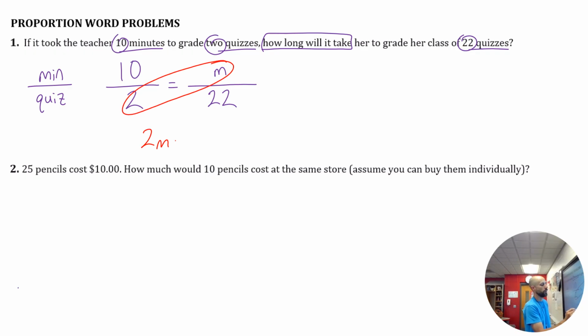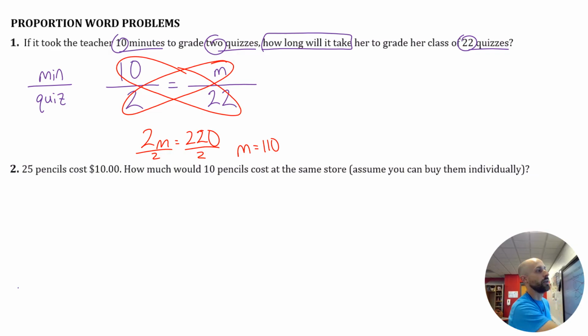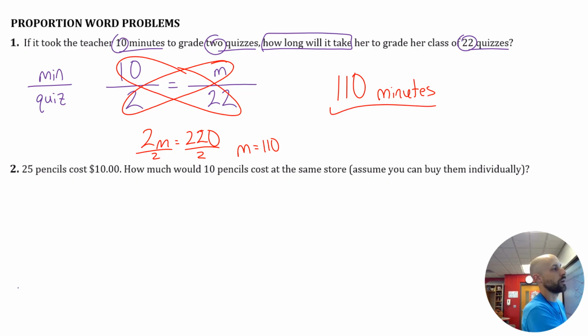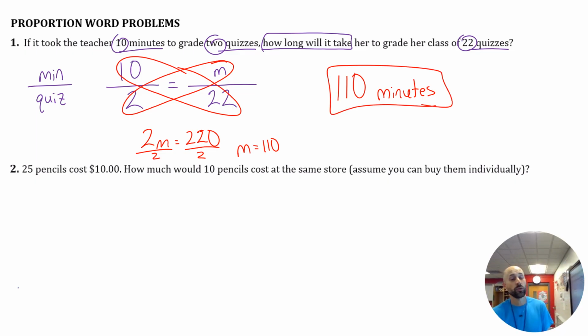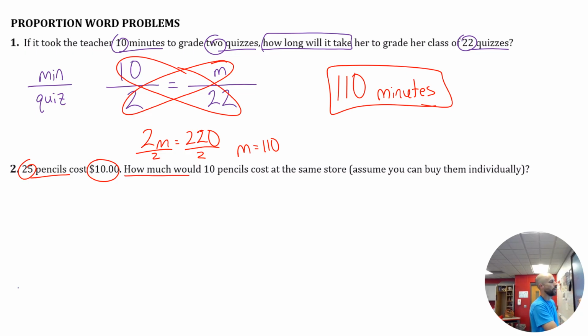So once we have that proportion set up, then this is now just cross multiplying. So 2m equals 220, and solve. So m equals 110. That means 110 minutes is how long it will take to grade the class of 22 quizzes. For the second one, it says 25 pencils cost $10. So 25 pencils cost $10. How much would 10 pencils cost at the same store, right?